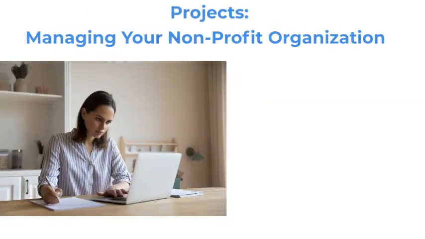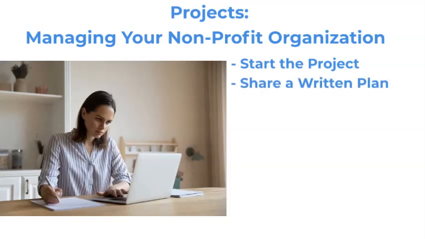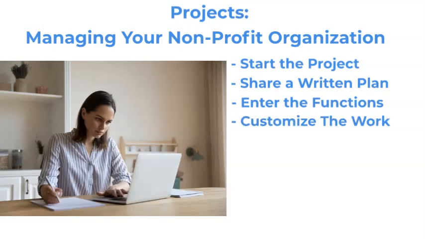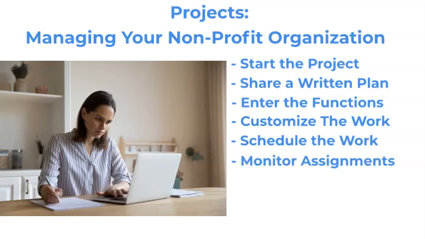I will now describe how to use the Managing a Nonprofit Organization workflow within Project Assistant. This is a project that will be repeated as long as the nonprofit is active. Define each iteration within an appropriate time period. We recommend starting slow and defining your first iteration for 3 months or less. I'll cover starting the project, developing and sharing a written project plan, entering your functions, customizing your functions work, assign and schedule the workgroup's tasks, monitor the assignments, and update as required.